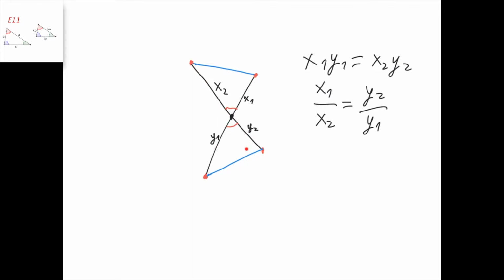And so we have that this angle, the angle against y1, equals this angle, which is the angle against the corresponding side, x2. And now because this angle equals this angle, we can conclude that this quadrilateral is cyclic.